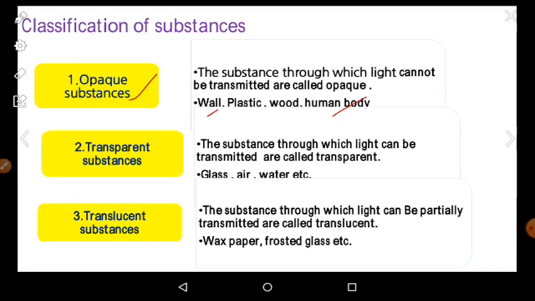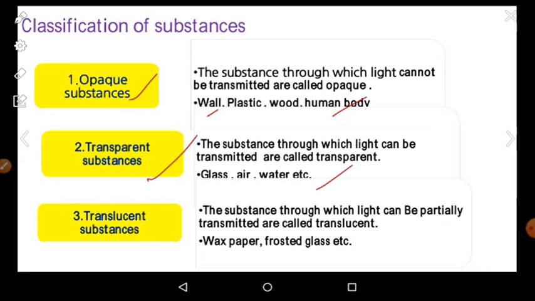Number 2, transparent substances. These substances are colorless and the light can be freely transmitted through them, and the velocity of the light depends upon the substance or the medium. For example, glass, air, and water are examples of transparent substances.